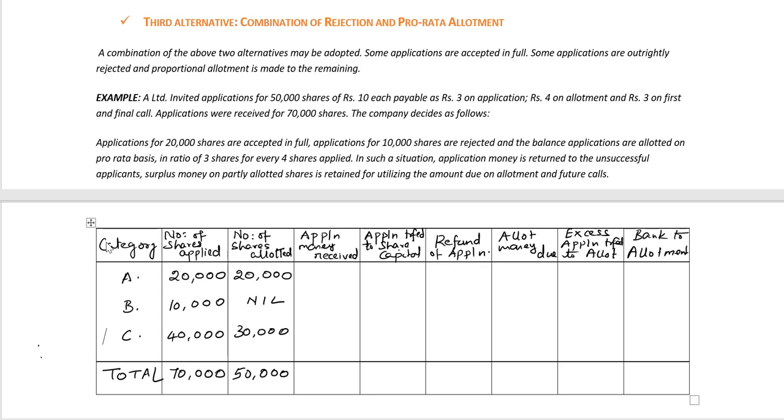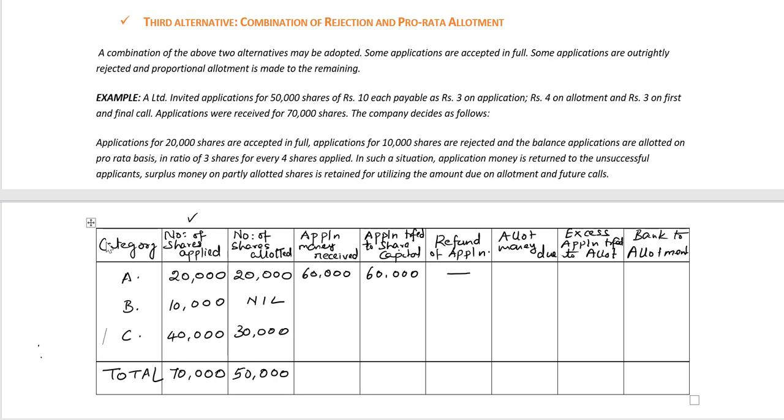Now let's go on to the application money received. Amount of application money received per share is rupees 3. So 60,000 rupees, which is the number of shares applied column multiplied by rupees 3. Application transferred to share capital is the number of shares allotted, 20,000, multiplied by 3, which is also 60,000 rupees. There will not be any refund of application money in this case because all the shares applied for have been allotted.